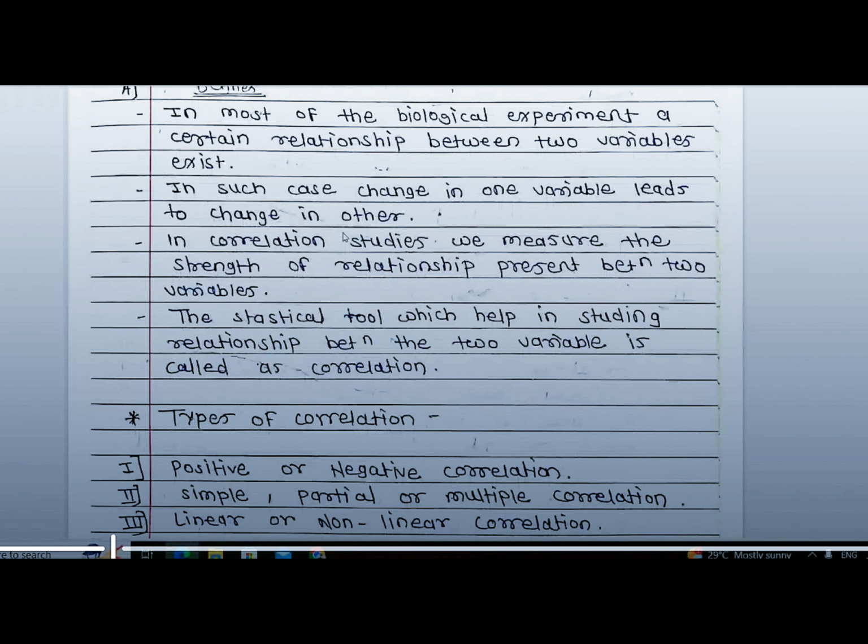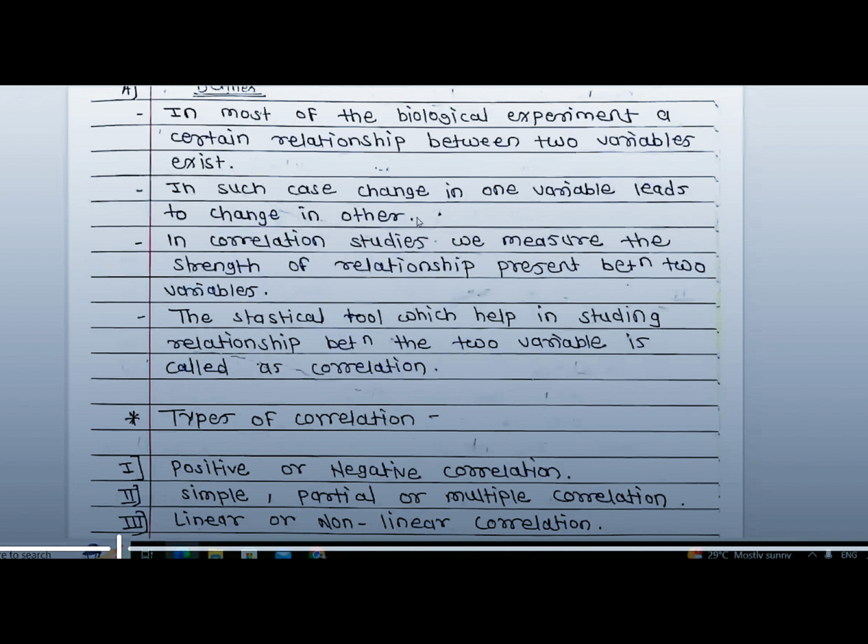Okay, so in most biological experiments, a certain relationship between the two variables is always present, and in such cases a change in one variable leads to a change in another variable. If the two variables are related, then if variable one changes, the second will also change to some degree. The change in the second variable due to the change in the first variable depends only upon the degree of correlation present between the two variables.